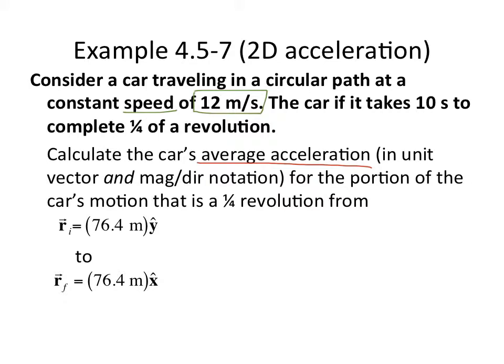The car, let's say that right here is our origin. We're told that the initial position is 76.4 meters y hat. That is, there's no x hat. So that means it's 76.4 meters in the y direction. So the car is starting here, 76.4 meters from the origin, and it winds up at its final position. Its final position is 76.4 meters x hat, which is over here.